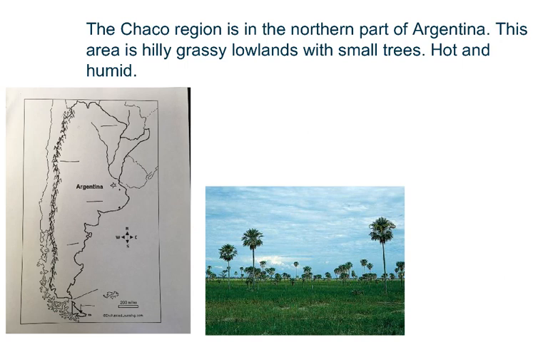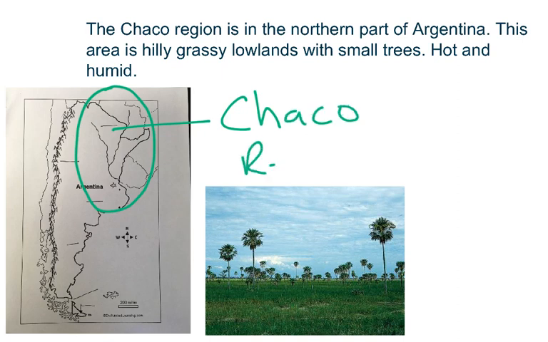And the last region we have is the Chaco region. Now this region is found kind of in this area right there, and this area is mainly known for having grassy lowlands with very small trees, as you see in the picture below. Now, unlike the Andes Mountains and the Pampas and Patagonia, this is a very hot and very humid part of Argentina.